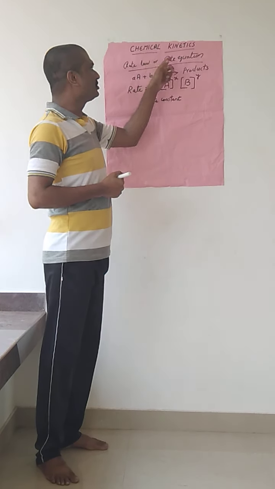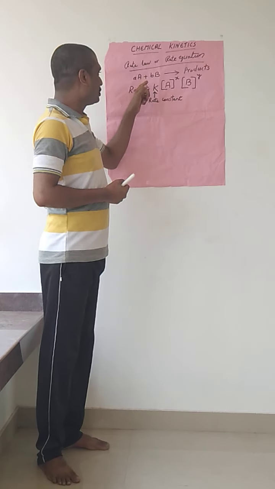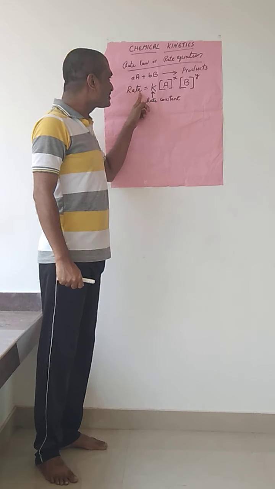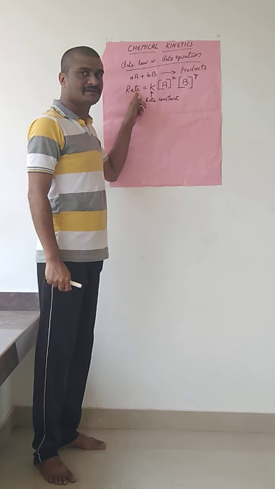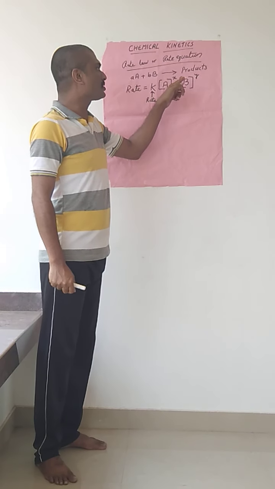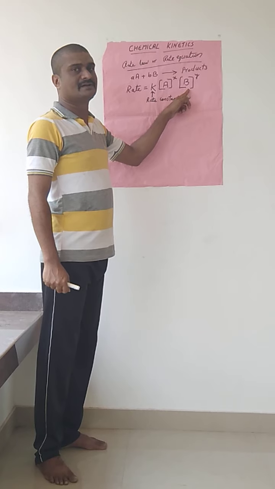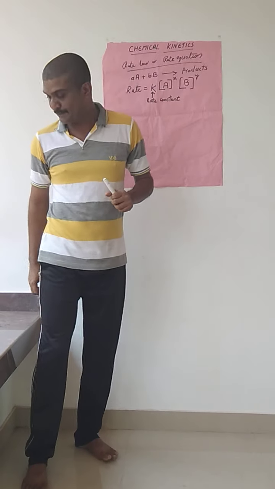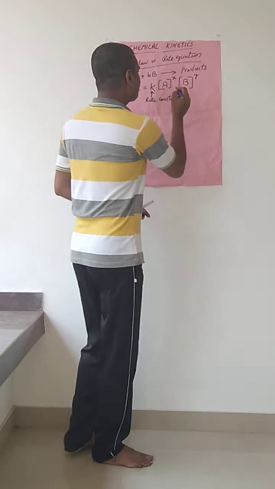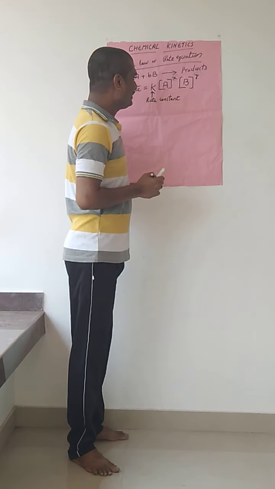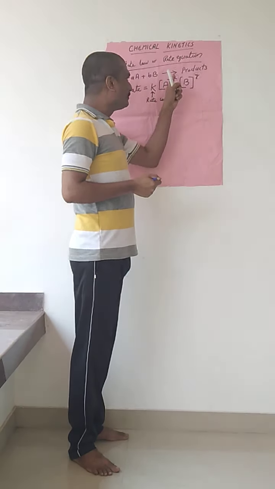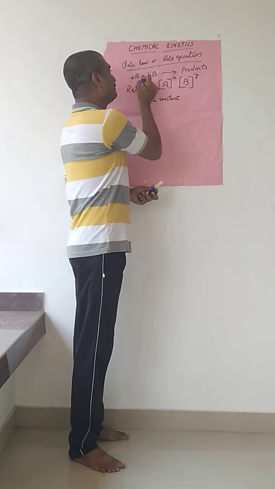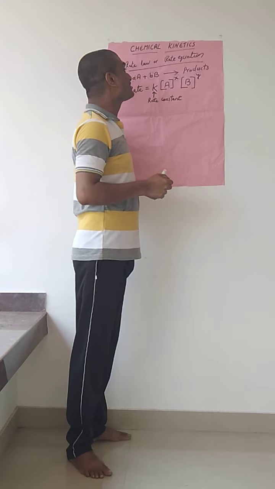Then what is meant by rate law or rate equation? Rate law is the mathematical expression which indicates the reaction rate in terms of the molar concentration of the reactants, in which each concentration term is raised to some power, X and Y. This power may or may not be equal to the number of moles, that is A and B, in the balanced chemical equation.